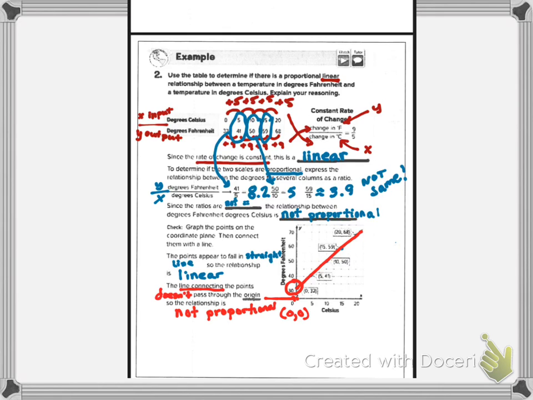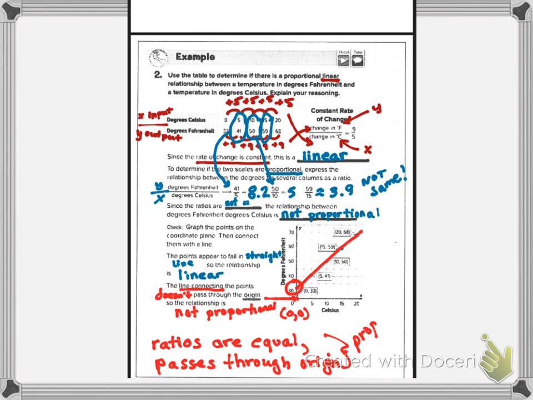So what we gather from that is that if the ratios are equal, and we can tell if the graph passes through the origin, then a relationship is called proportional. I'd like you to try page 174, Got It? Letter C.